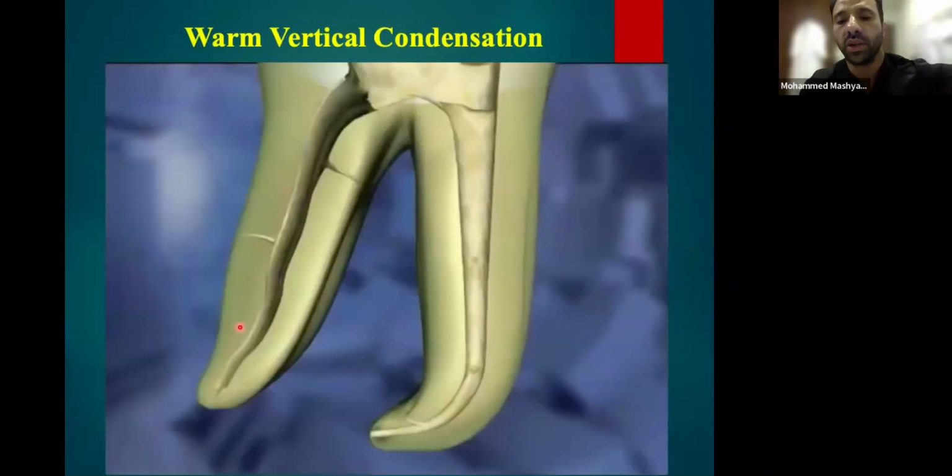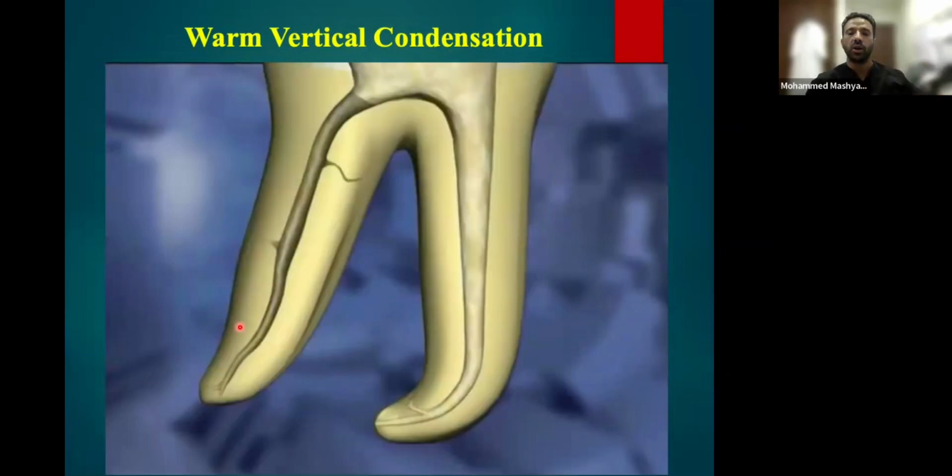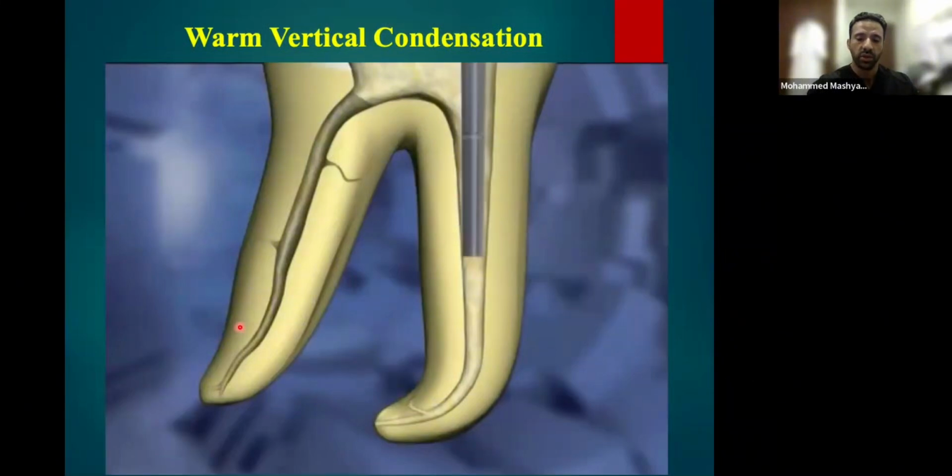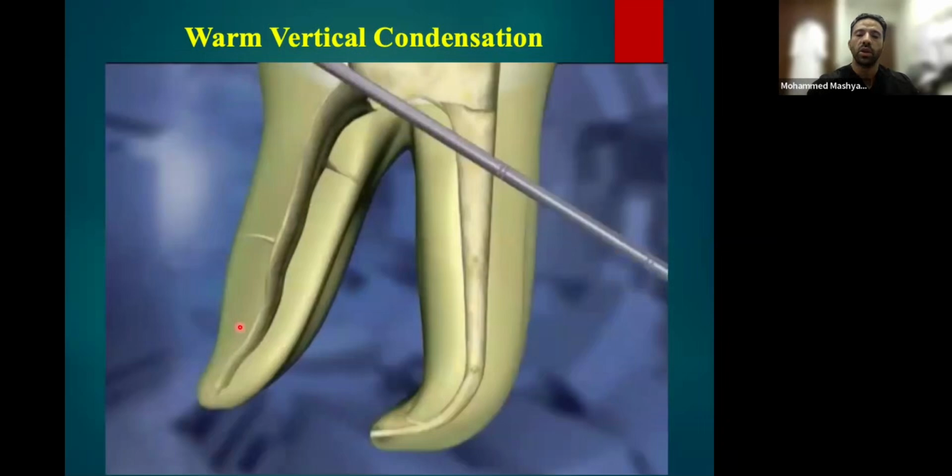This is warm vertical condensation. Before you start, you need to check the plugger, if the plugger can go all the way down to 5 millimeters, for example, or not. See, the plugger can go here to this level, perfect. Another plugger can go all the way down to 3 or 5 millimeters. So now you are ready to do the warm vertical condensation technique.